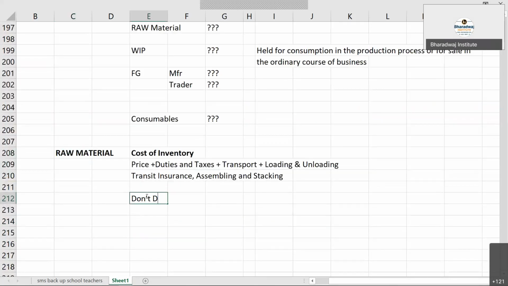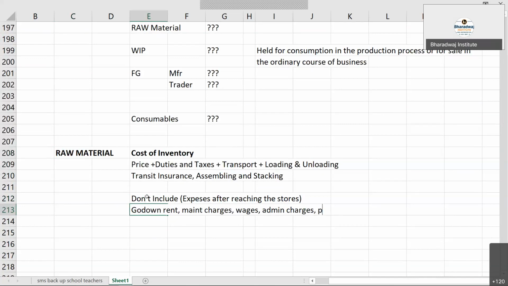Okay. Don't include expenses after reaching the godown. Like godown rent, maintenance charges, wages of the storekeeper, administration charges, production expenses, etc. And all, don't include them. Okay, abnormal losses. All these things should not be included.